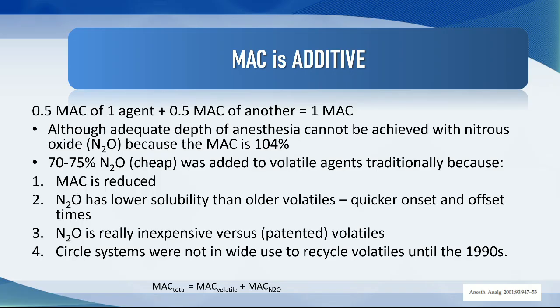And because nitrous oxide has lower solubility than older volatiles, there was quick onset and offset times with the lower dose of volatile that you had to give the patient, some of which were quite long acting, such as halothane. Nitrous oxide, even today, is really inexpensive versus other volatiles, but back in the 1980s and the 1990s, sevoflurane, desflurane, and to a lesser extent isoflurane were still under patent and they were very expensive. And at the time, circle systems were not in wide use, so it wasn't possible in many operating rooms to recycle volatile agents until the 1990s.